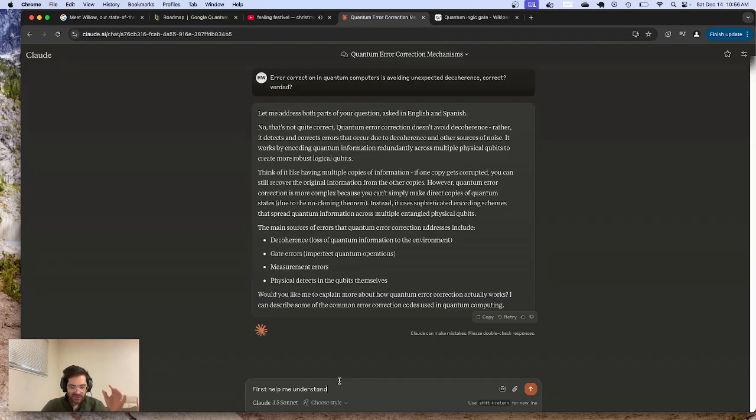What I want to stick with is no cloning at the moment. First, help me understand no cloning. Why does linearity and what else contribute? That was in ChatGPT. I don't know.